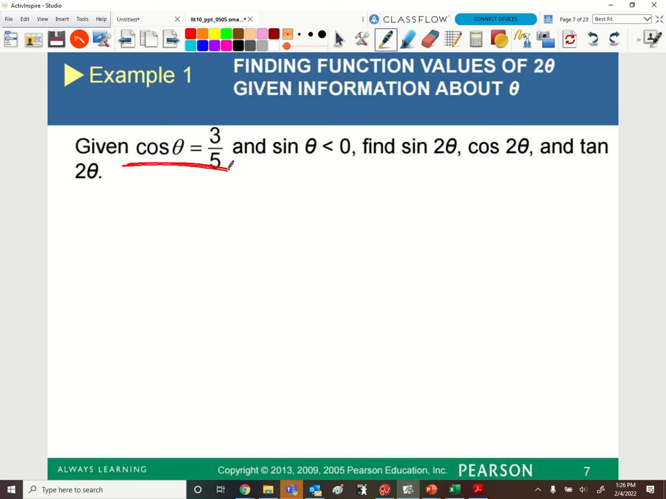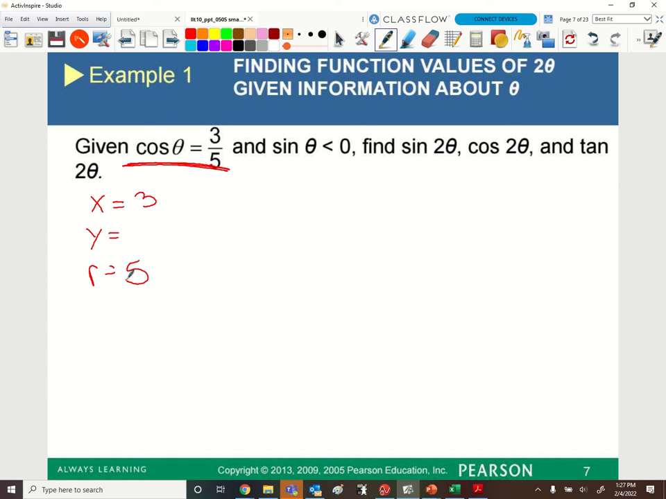See this right here? That is a single angle because it's just theta by itself. It doesn't say 2 theta. 2 theta would imply it's a double angle. But this is just theta, so it's a single angle, so that means I'm using x, y, and r. So what do we know cosine represents? X over r, right? So my x value here is 3, my y value, I don't know yet, and my r is 5, right?